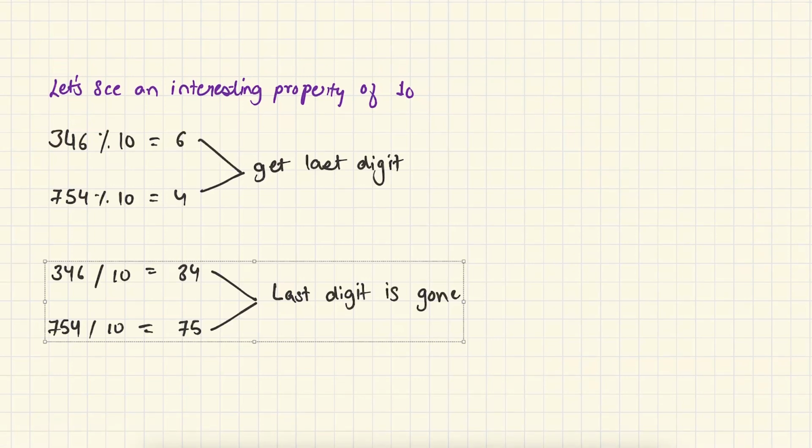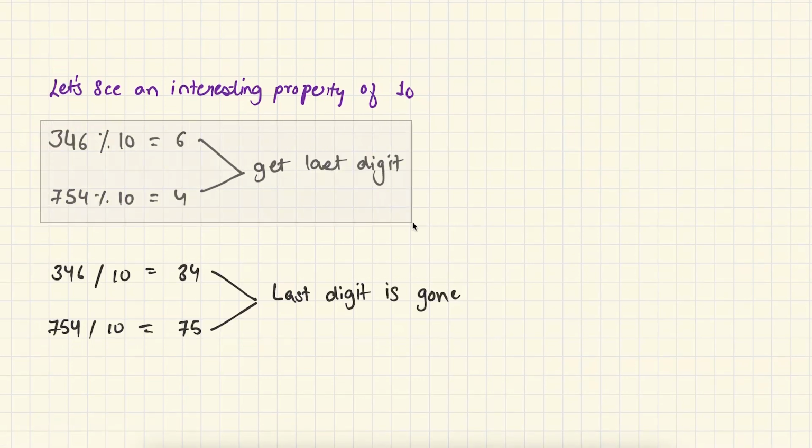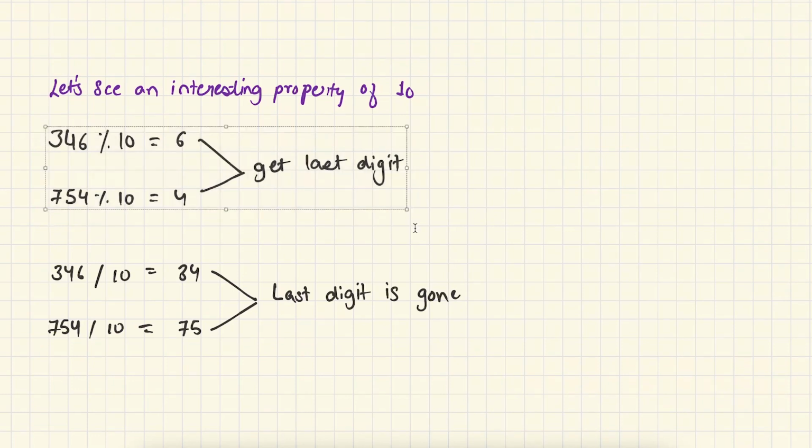Okay. Now let's see the second property. In this property, whenever we do a modulus with 10, we get the last digit. Let's see with an example. Let's say here we have 346. When we do modulus with 10, we get 6 and 6 is the last digit in 346. Similarly, when we do modulus 10 with 754, we get the last digit, that is 4. So whenever we want to get the last digit of a number, we simply do a modulus with 10.